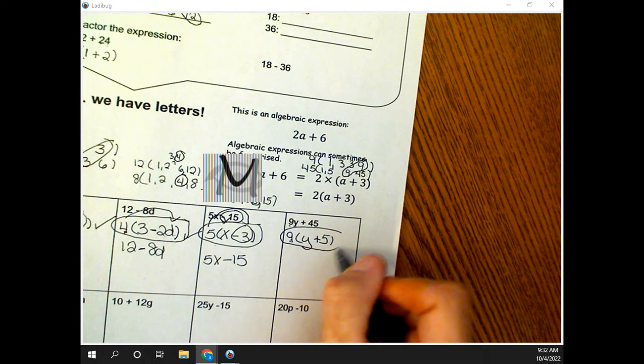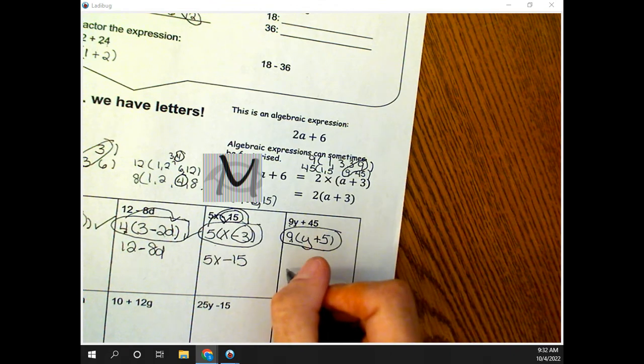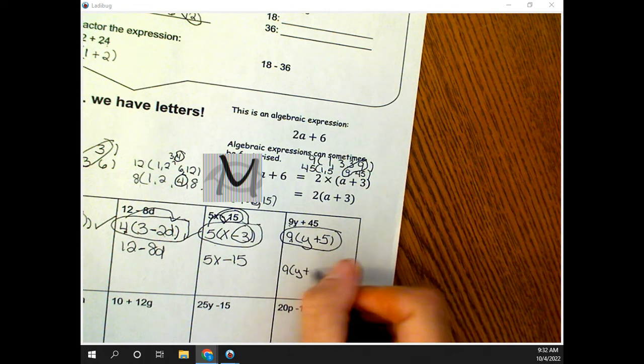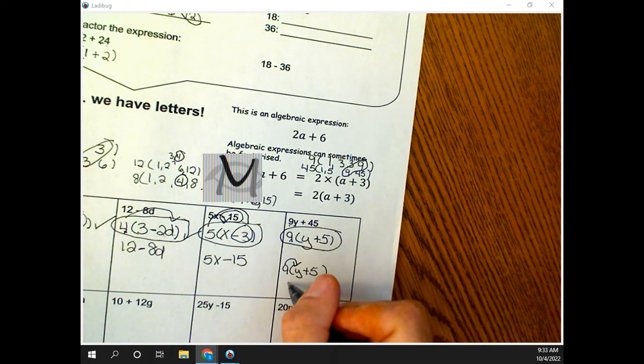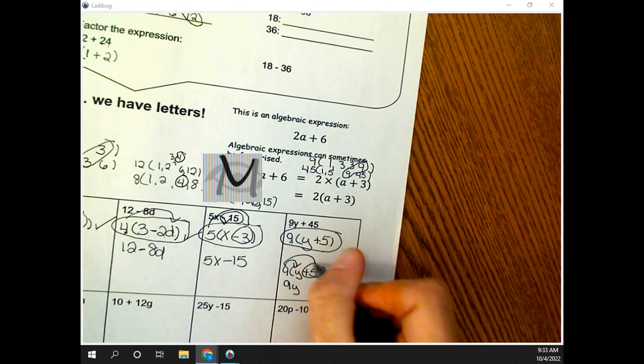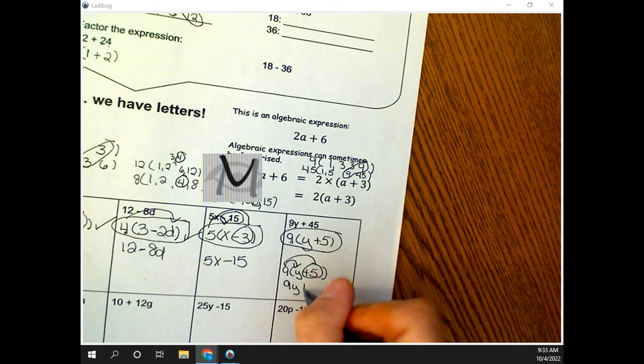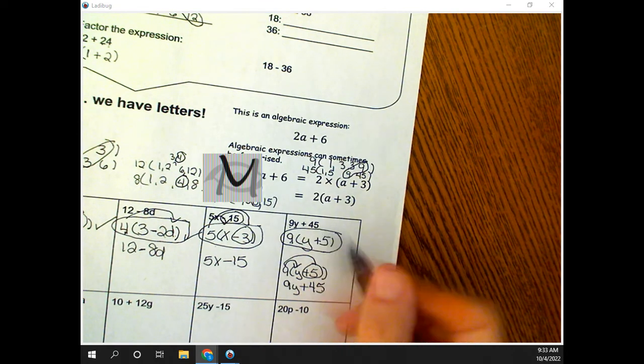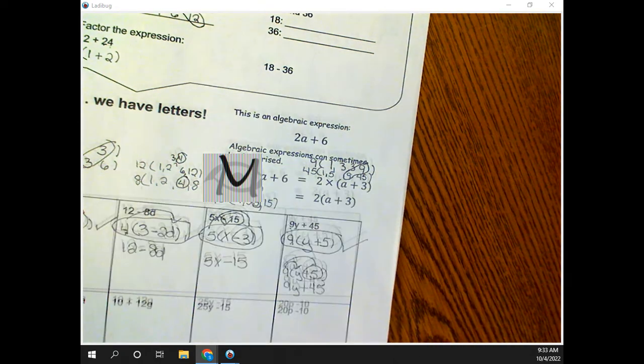So I'm going to double check my work. I'm going to actually just double check it down here so I can keep my answer nice and clean. Alright, 9 times y is what? 9y. 9 times positive 5 is what? So because this and this is correct, that's correct.